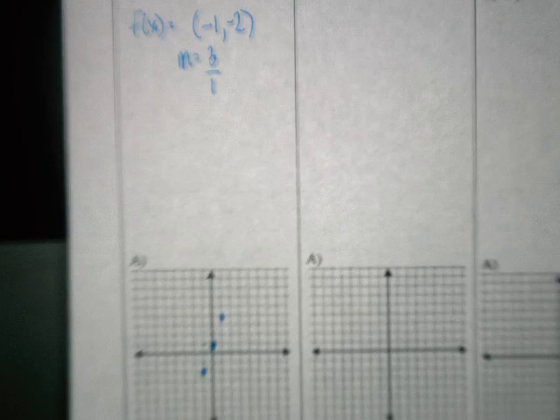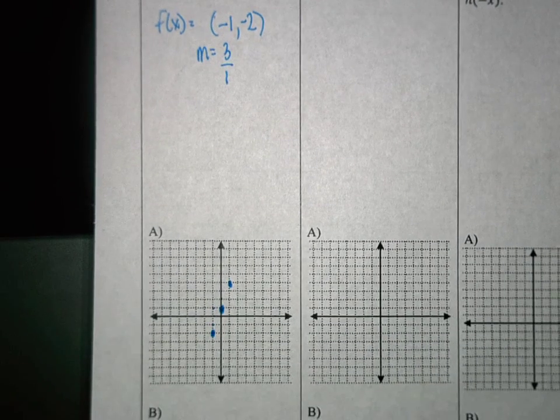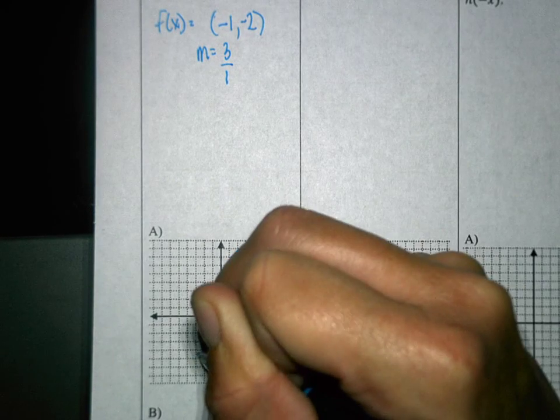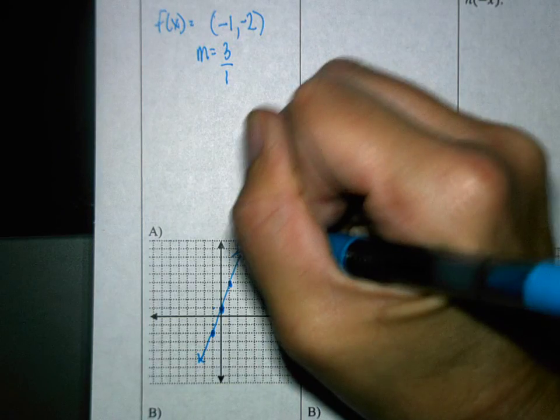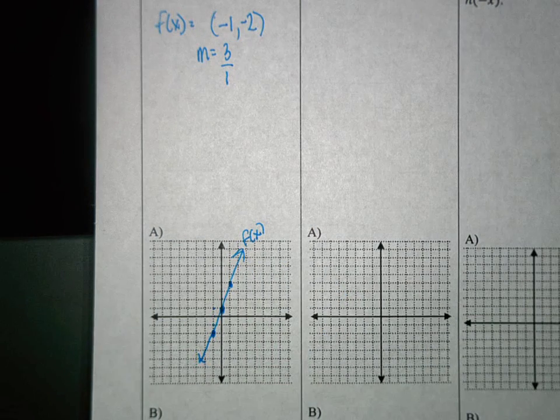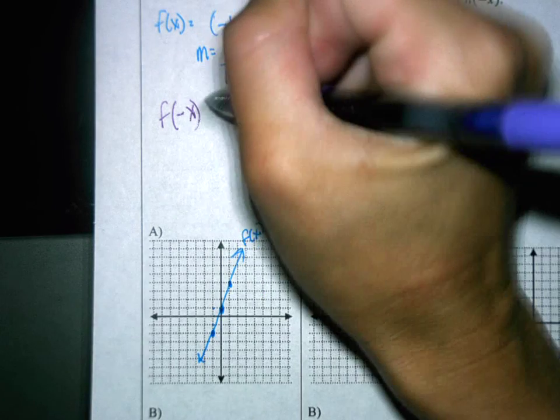I think I'm going to have to make this a little smaller. Okay, so I'm drawing my line, and I would still try to label this, so that is my f of x line. Okay, the next one that we have to graph is f of negative x.